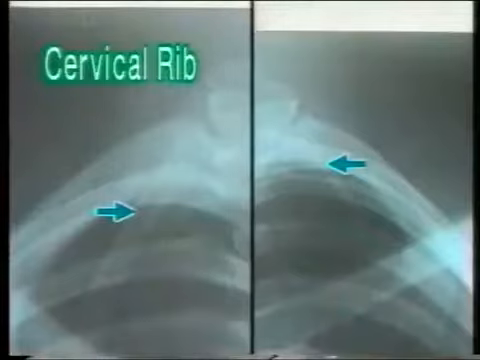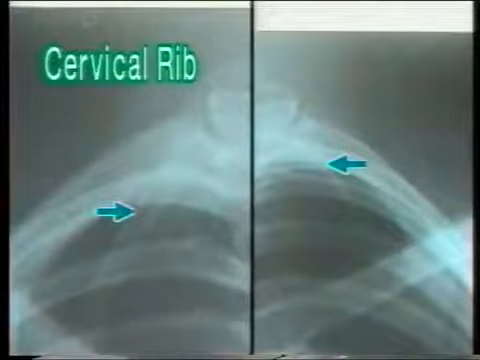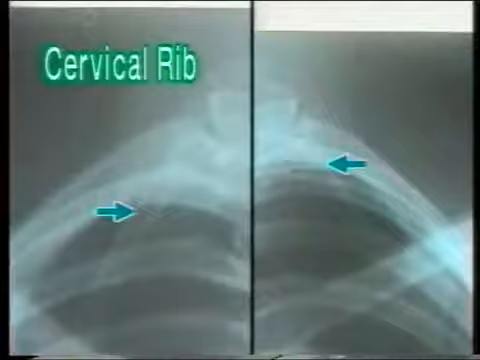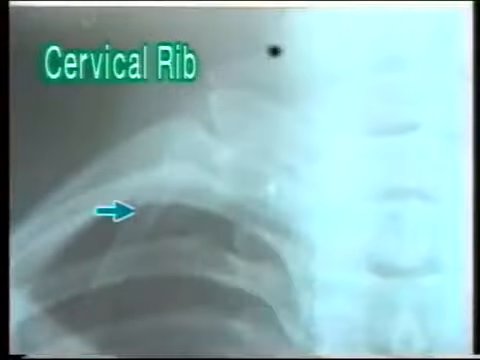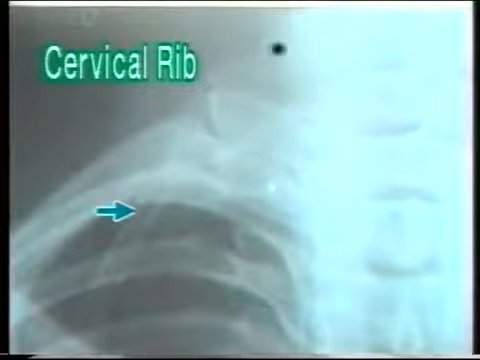Note this bilateral cervical rib. It is thin and incomplete on the left side, but well developed on the right side. At its posterior end, note that it articulates with the transverse process which is slanting downwards. So this is cervical rib.